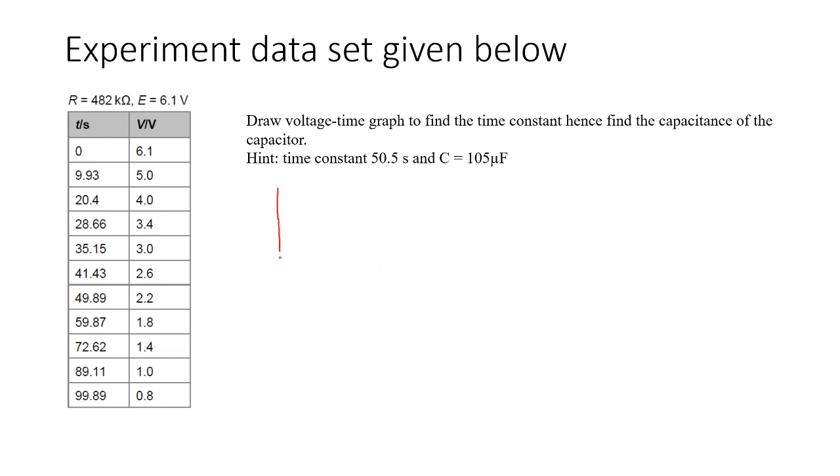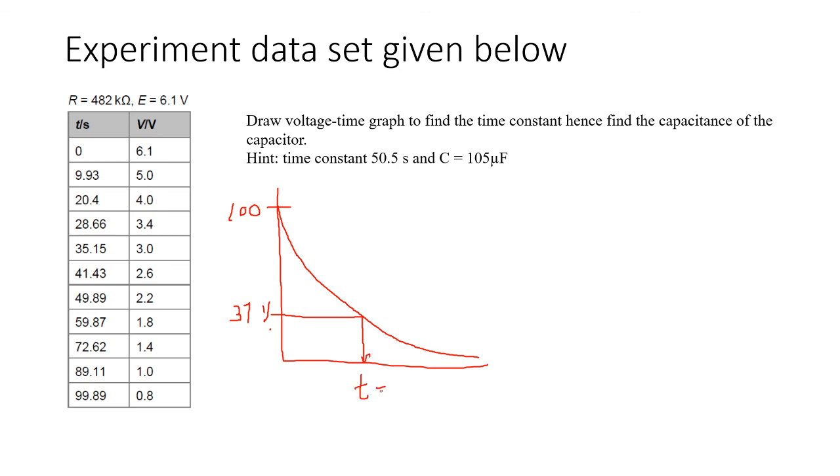Say this is the graph, okay? This is the curve that we obtain. Say this value is 100, for example. Then we have to calculate 37 percent of this, which is 37. Then see where that crosses the graph and get the time. This is the time value, and this time value is the RC value, right? Then you can use graph paper, plot this, and get the time constant, around 50.5.